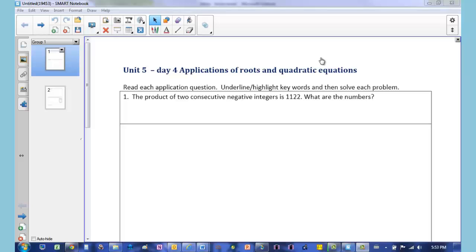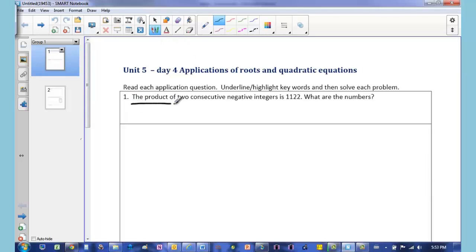The product of two consecutive negative integers is 1122. What are the numbers? We start with the first keyword, the product. What does the word product mean? Well, product means multiplication, right? We're multiplying something. Then we have two consecutive negative integers.